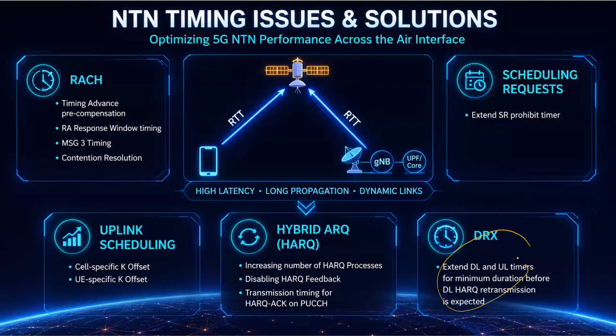But satellite communication has longer delays. Therefore, the network extends both downlink timers and the uplink timers. This ensures the UE remains awake long enough to receive delayed packets or HARQ transmissions, which will avoid unnecessary transmissions of the missed message. Let's understand it in detail with the help of one example.